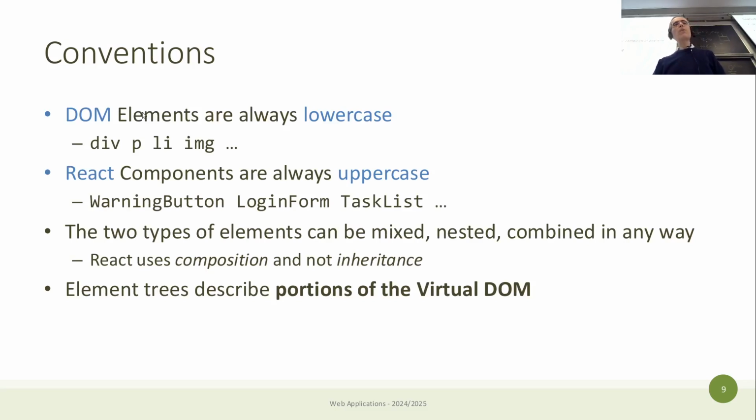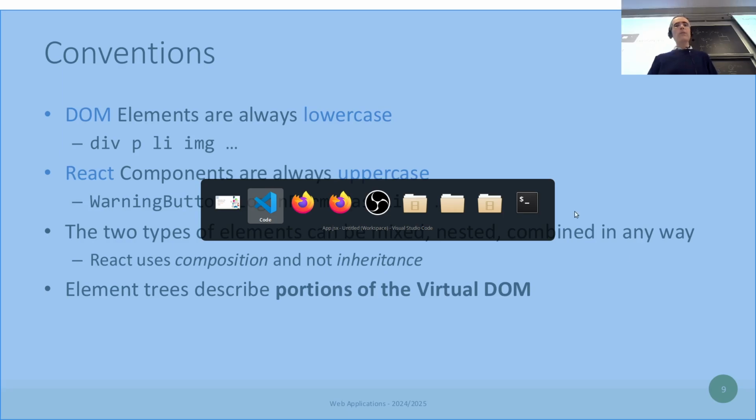Just remember a few conventions that you're expected to follow. Some are mandatory, like the first one. DOM elements are always lowercase, so when you use them in the JSX, JSX is actually something that will be translated into JavaScript, and React defines all HTML elements in lowercase. So you need to use lowercase. React components are always uppercase, meaning starting with an uppercase letter. The two types of elements can be mixed, nested, and so on in any way. That's fine, and that's what we saw before.